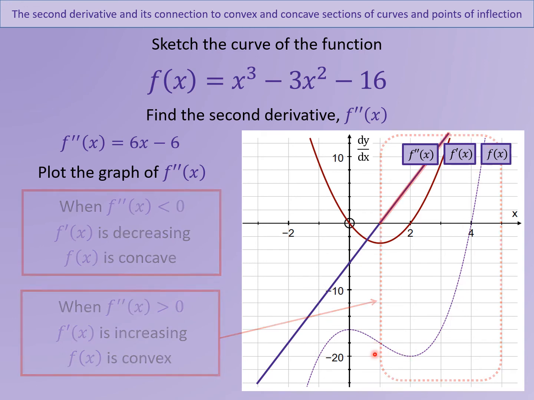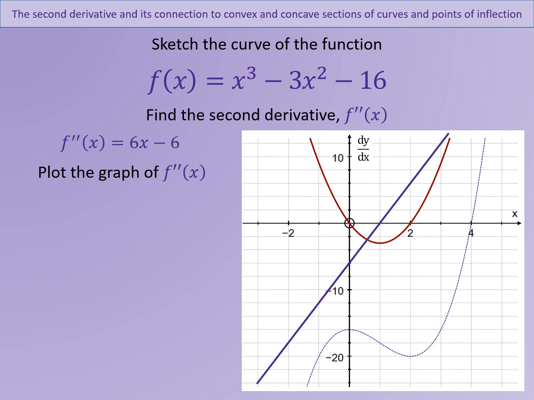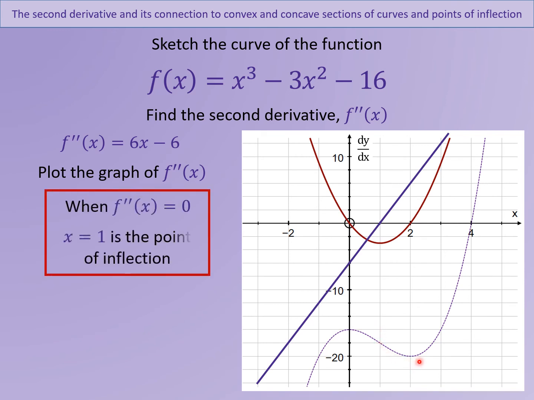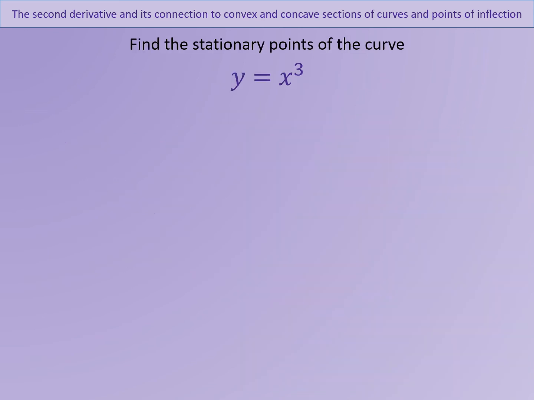But then also, just investigating the final point there that's important, is that when that second derivative was 0, the gradient function was just changing from positive to negative, and this was a point of inflection. So that's what it's just saying there, those 2 points.